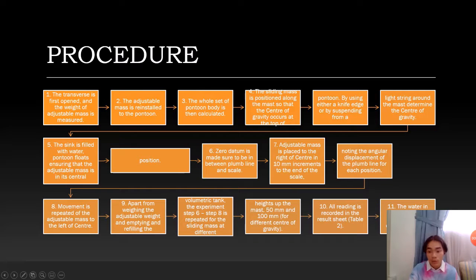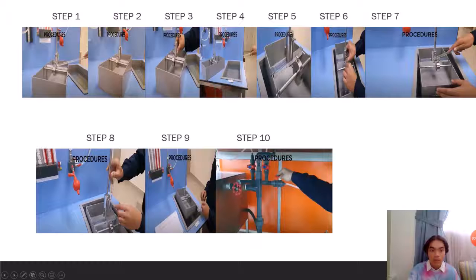Okay, so let's talk about the procedure now. What is a procedure? A procedure is a set of instructions to complete an assessment, or to complete an experiment in a smooth flow way. Okay, maybe this is too long to introduce, so I came up with a better way of seeing the procedure, which is by using pictures. So step one is we have to open the transverse and adjust the mast. Okay, here we could see in detail.